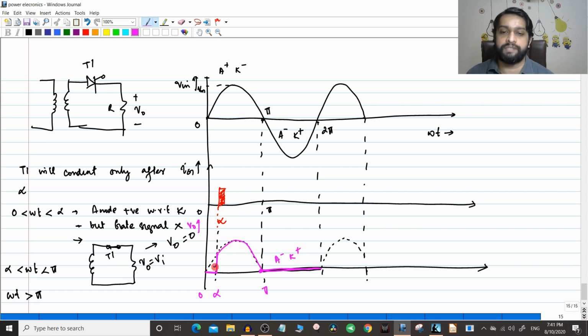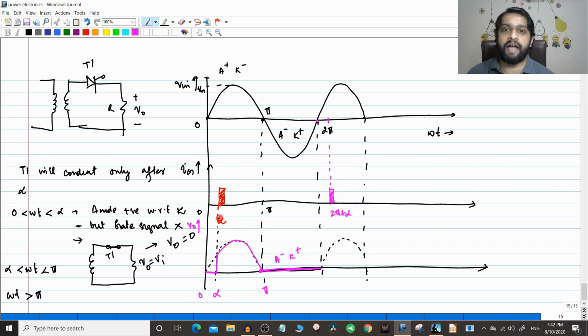Here anode was positive with respect to cathode, but from 0 to alpha, anode is positive with respect to cathode, but the gate signal is not applied. After the gate signal is applied, V0 will be equal to Vs, because the thyristor is getting activated. After pi, you can see it is a negative half cycle. So for the next half cycle, after an alpha I can give a trigger. The next triggering will be given at 2 pi plus alpha.